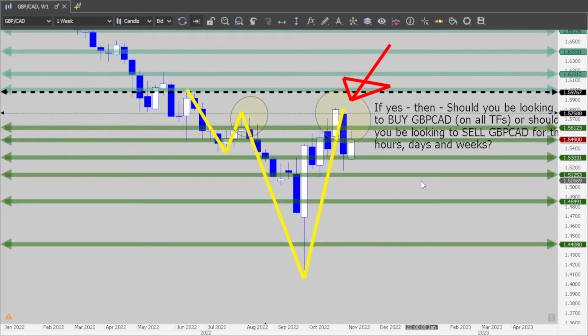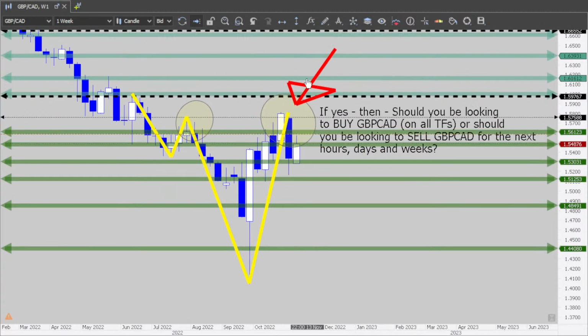So if you are not in a downtrend anymore, and talking about specifically the crown reversal, should you be looking to buy GBP CAD? Oh, but it's falling. It doesn't matter. Should you be looking to buy GBP CAD, or should you be looking to sell GBP CAD for the next hours, days and weeks? Everybody, you are going to understand that when our brain says, oh, but it's falling, you are chasing the money.